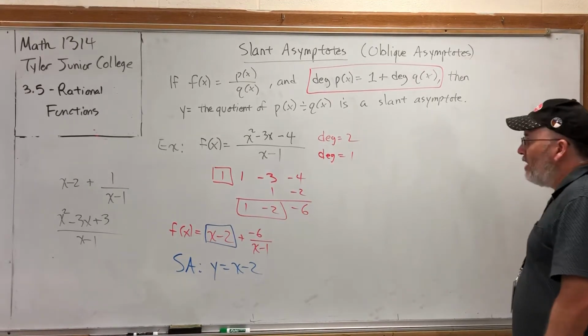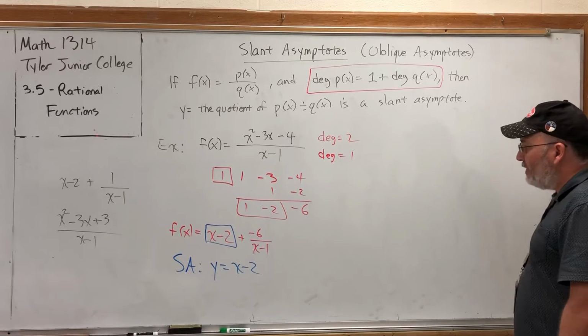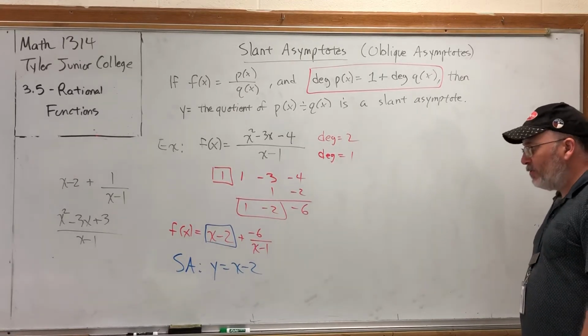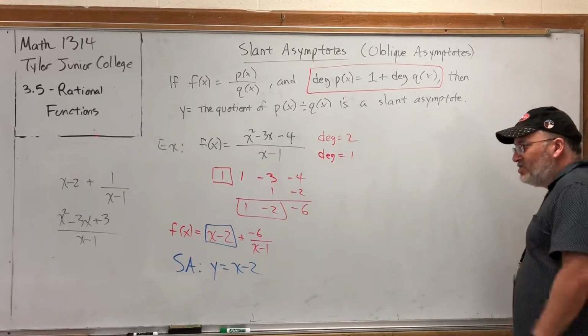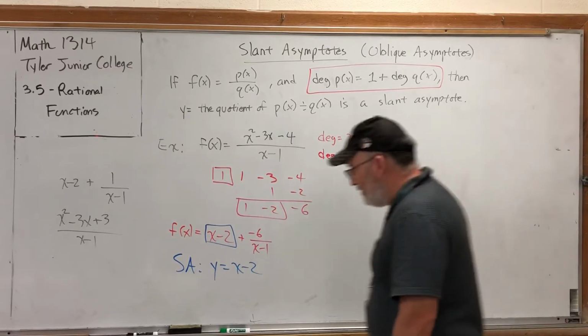In the next video, we're actually going to graph this function, and when it comes time to analyzing the asymptotes, we will pause and mention that this had a slant asymptote, and it was y equals x minus 2.